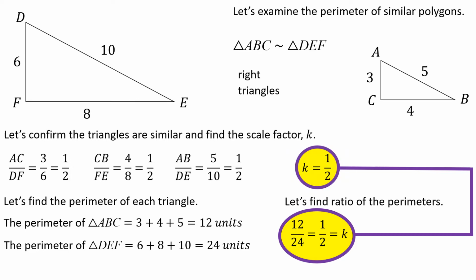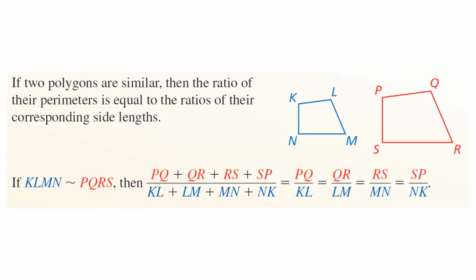So not only is the scale factor consistent for each pair of sides, it's also consistent with the perimeters. Right? If two polygons are similar, then the ratio of their perimeters is equal to the ratios of their corresponding side lengths.